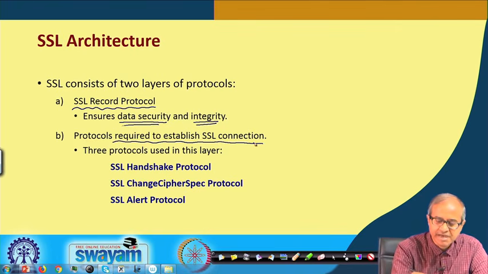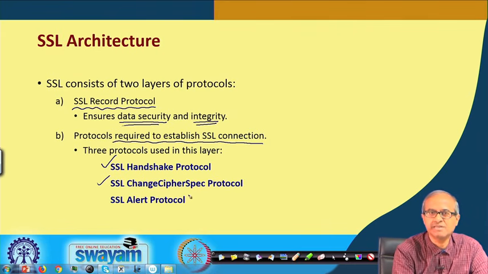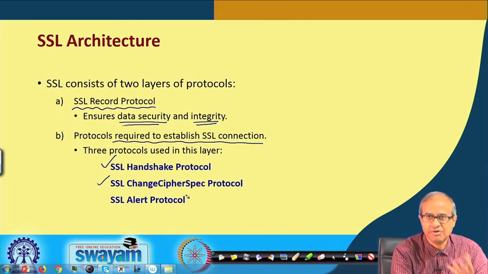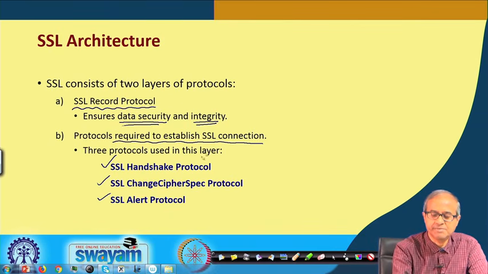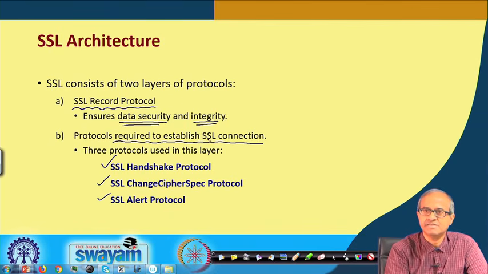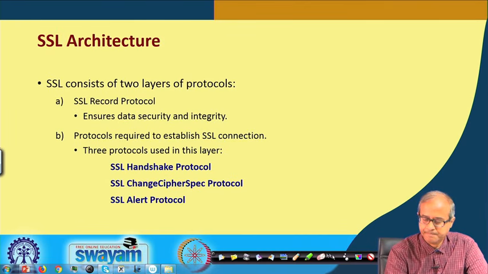So, there are actually three protocols under this: the SSL handshake protocol; SSL change cipher spec, which, as the name implies, lets you change the ciphers or the algorithms for encryption, you can specify which method to use; and SSL alert, in case of some problems. These are the three different kinds of messages that can be exchanged in this second part. Okay.